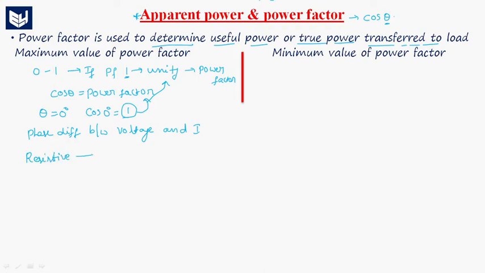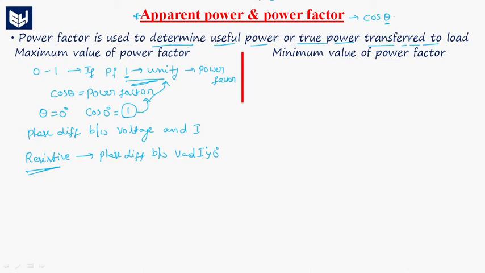In case of a resistive network, the phase angle between voltage and current is how much? It is 0 degrees. So, unity power factor is possible in case of a resistive network.